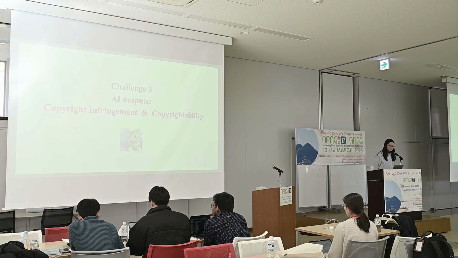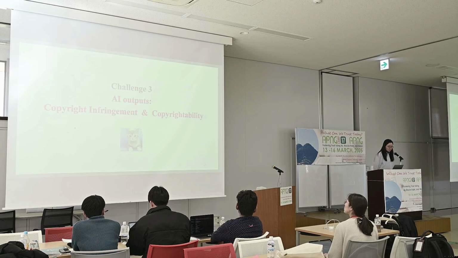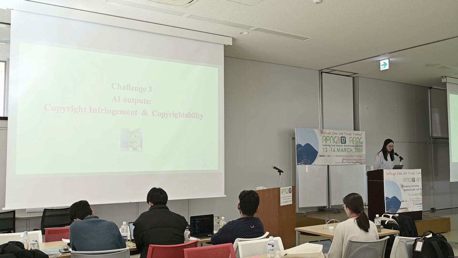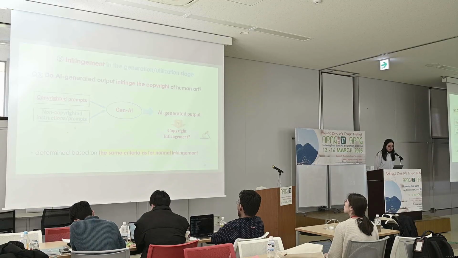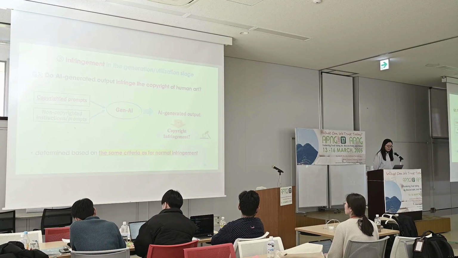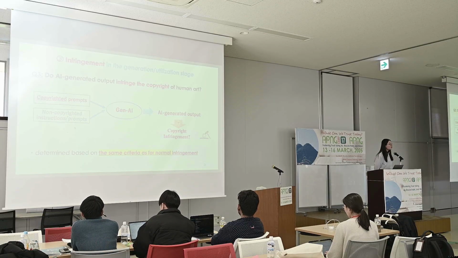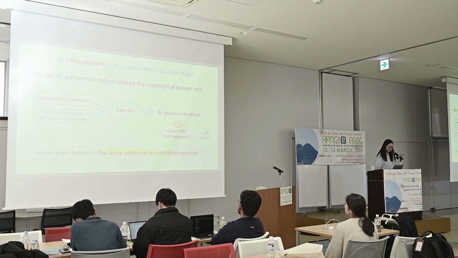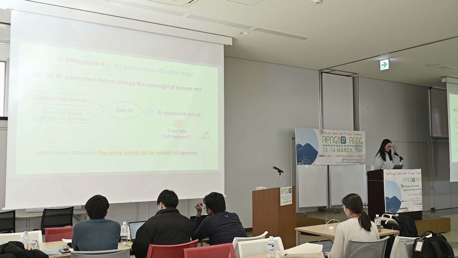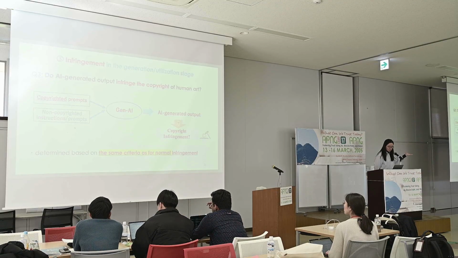Okay, so let's go to the third challenge. It's about the AI outputs. There are two separate issues, copyright infringement and copyrightability. So does AI generated output infringe the copyright of human art? I think this one is also a very common question. As you can see from this figure, copyrighted prompts and non-copyrighted prompts are all input to the generative AI model, and the AI will generate some output. And then the question is whether this output infringes the copyright of a human.